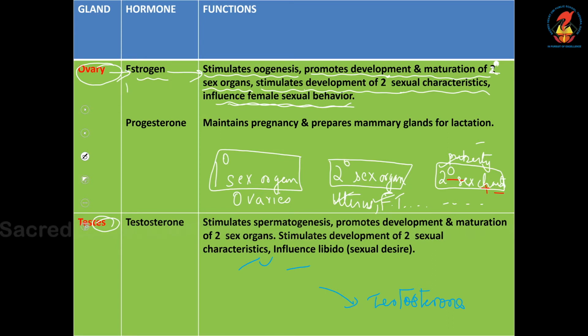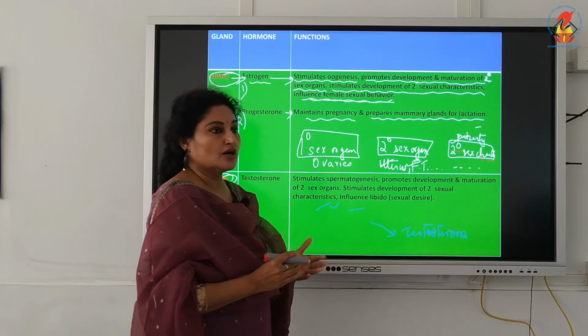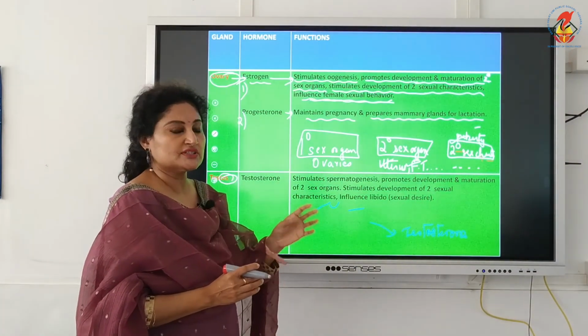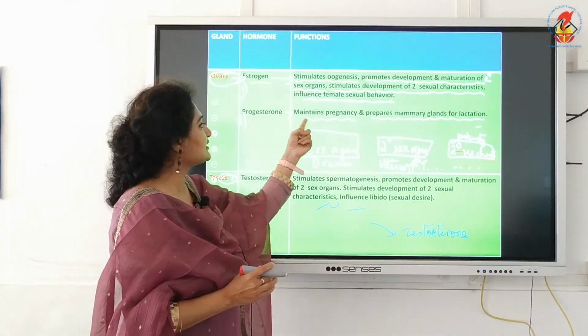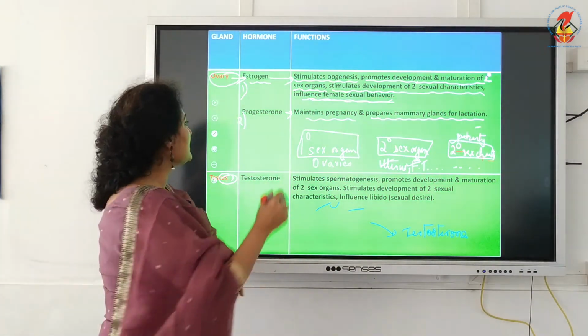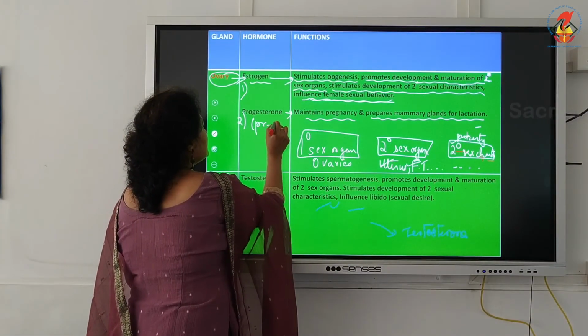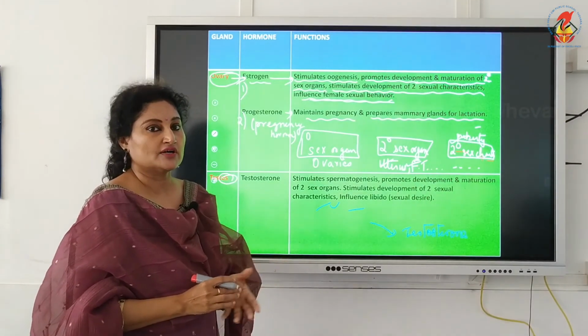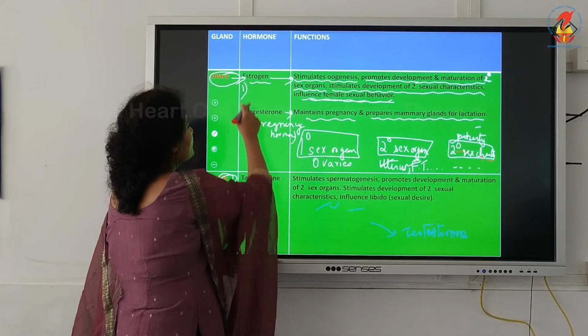Then the second hormone, progesterone, maintains pregnancy and prepares mammary glands for lactation. This is also present in females before reproduction. It is also produced after ovulation in higher amounts, but mainly it plays an important role to maintain pregnancy. That's why progesterone is also called a pregnancy hormone. And also it prepares mammary glands for lactation. So that significant role comes only after reproduction. So that's all about the two hormones of the ovaries.